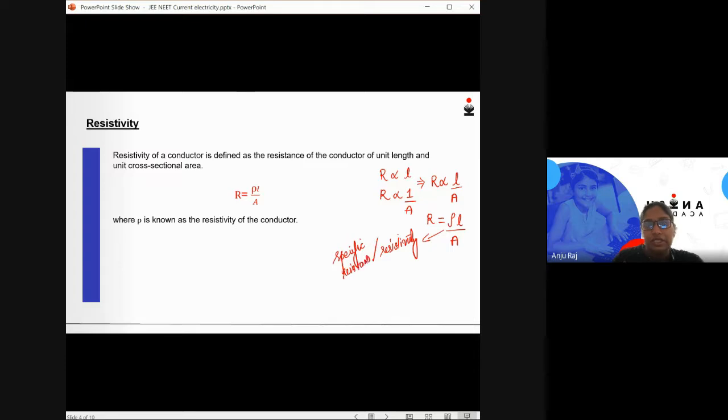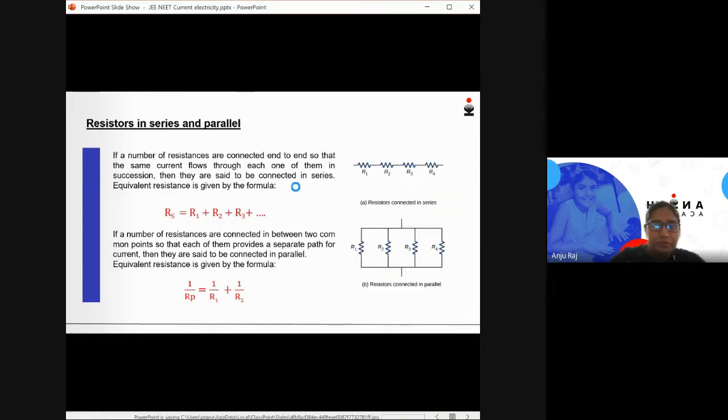And here, if the length is 1 meter and the area is 1 meter square, what happens? Your resistance will be equal to resistivity. So basically, I can define resistivity as the resistance of the conductor itself, where it is having unit length and unit cross-sectional area. So the formula which connects the resistivity and resistance is R is equal to rho L by A, where rho is the resistivity of the conductor. This formula also you need to remember.